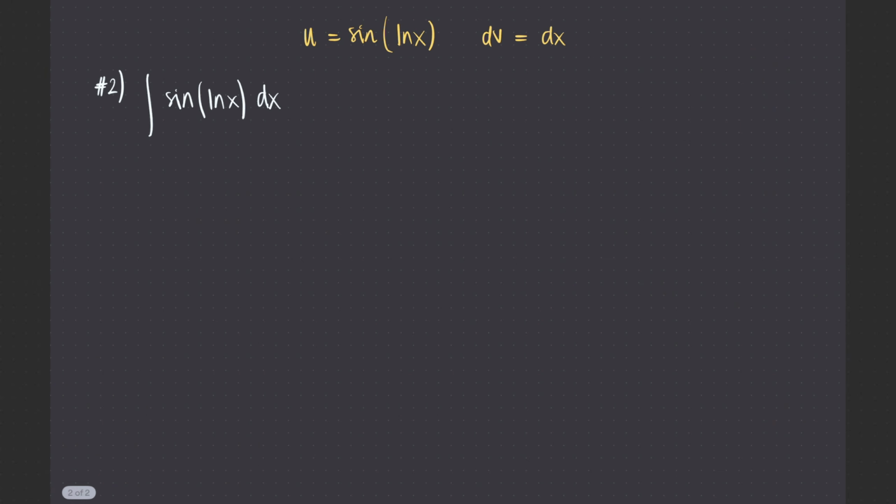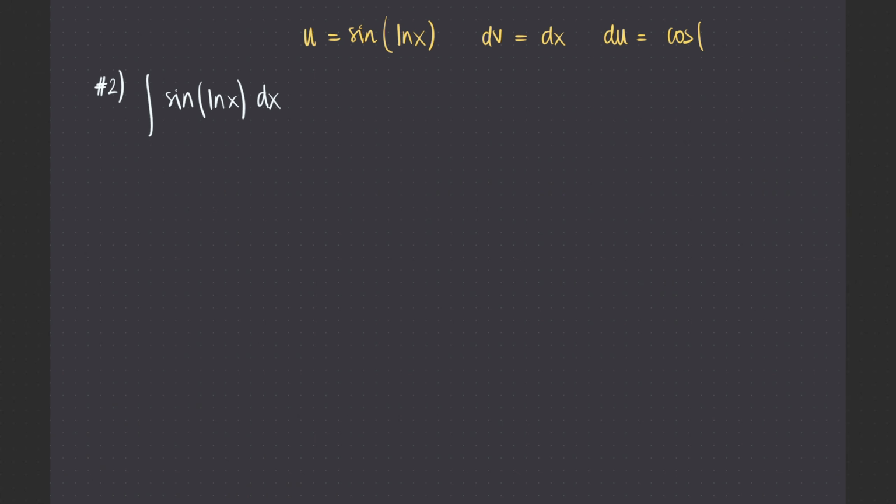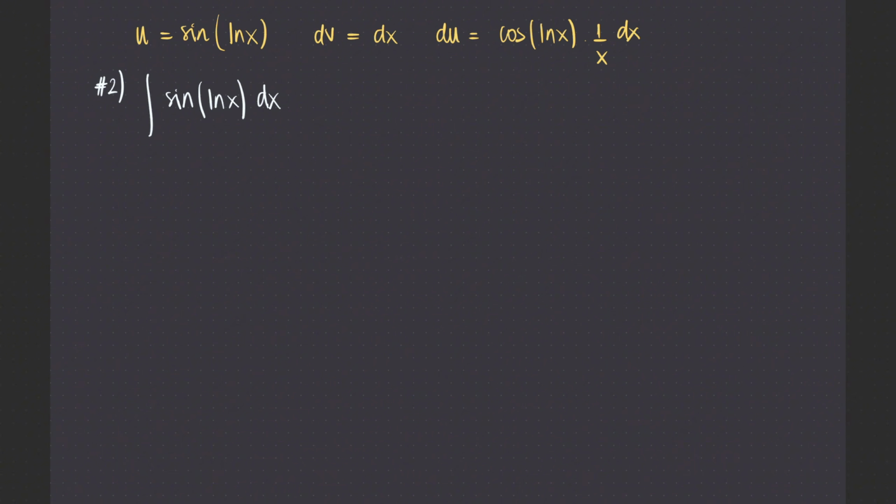U has to be sine of ln of x, and dv in this case will be dx. And this means that du, which is the derivative of sine of ln of x, will require the chain rule to be found. So we differentiate the outside function first. So we have cosine of whatever's inside, in this case ln of x, and then we multiply by the derivative of the inside function, 1 over x, and then we have dx. And given that dv is dx, that means that v is equal to x.